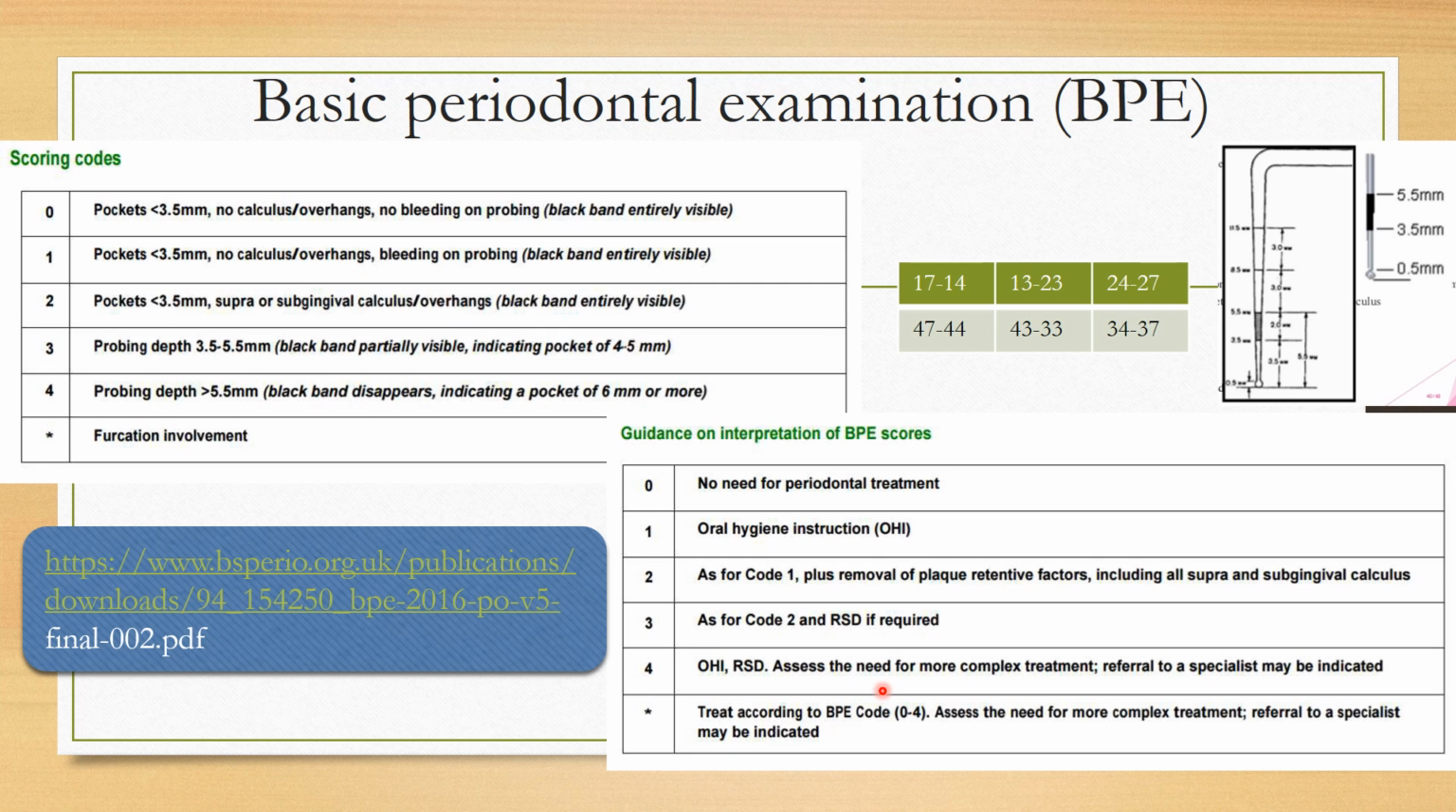There is the need for more complex treatment. If it is needed, then refer to a specialist. Then if furcation involvement is there, treat according to BPE score 4 and assess the need for any complex treatment. Same as that, you have to refer to a specialist for further treatment. You can read more on BPE using this link.